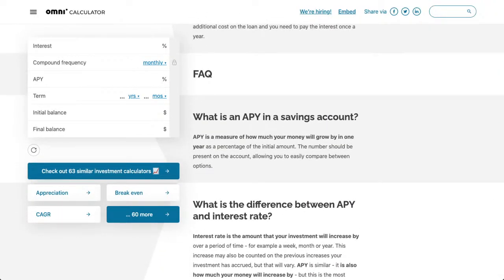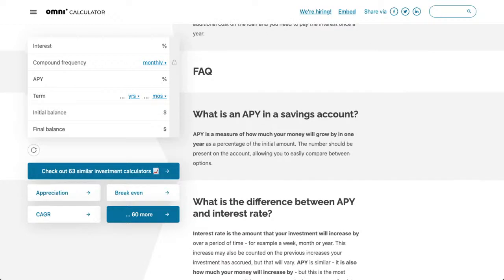APY is a measure of how much your money will grow by in 1 year as a percentage of the initial amount. So that's true for crypto staking as well on Axion, also true for certificates of deposit on banks. So Axion staking is a certificate of deposit, but it's on crypto, and it's a supercharged one. It's got extra rewards in it as well. The number should be present on the account, allowing you to easily compare between different investment options.